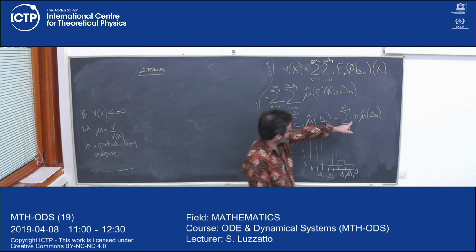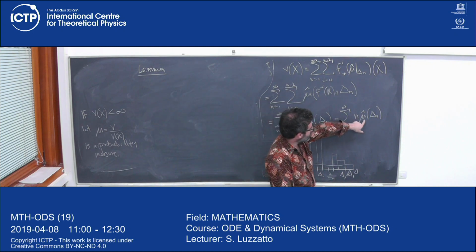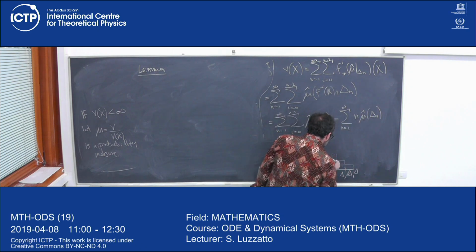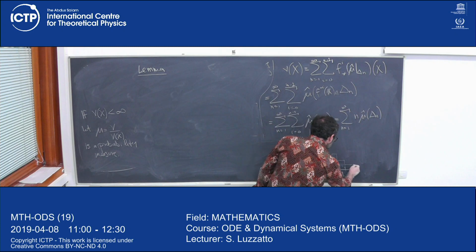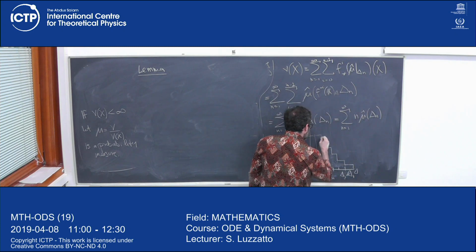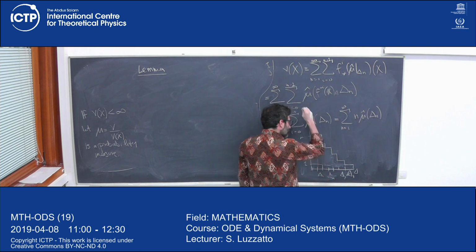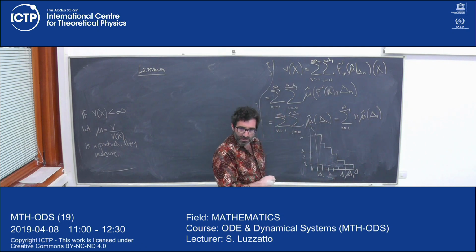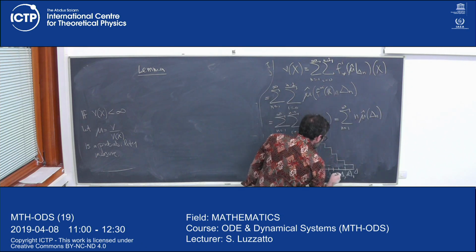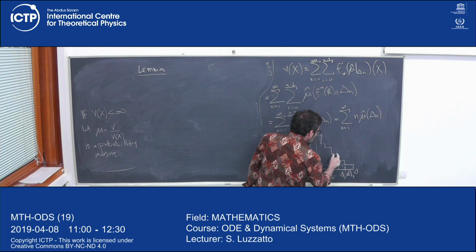Okay, so you see that this n times mu hat of delta n is just the area under the graph of this function. Right, so we have a function that's a step function. Is that okay? So this is just the area, this is n for each piece delta n, you measure the mu hat of delta n, and you measure this.